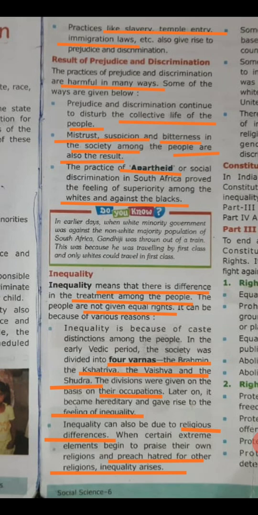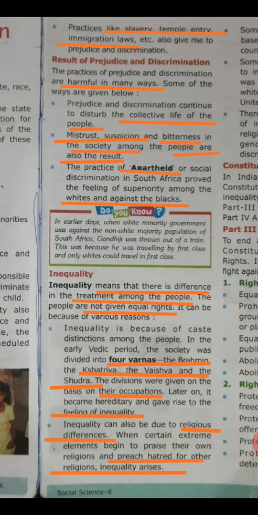In the early Vedic period, the society was divided into 4 varnas: the Brahmins, the Kshatriyas, the Vaishyas and the Shudras. As we discussed earlier, we have the 4 varnas or the 4 caste system in India. These are called the varnas. This was from the very early Vedic period, that Brahmins are the upper caste, then comes the Kshatriya, then comes the Vaishyas and the Shudra. The division was given on the basis of their occupation. Later on it became hereditary and gave rise to the feeling of inequality.